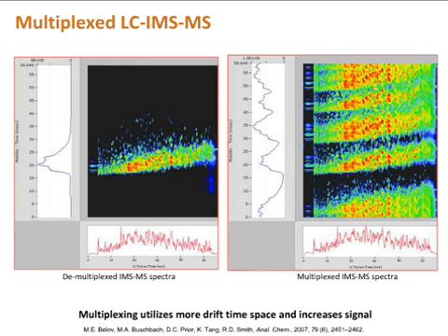So this is showing our LC IMS measurements. And this shows the TIC at the bottom for the LC, and then just the drift time packets on the side. So the demultiplexed is on the left, and then the multiplex spectra is on the right.